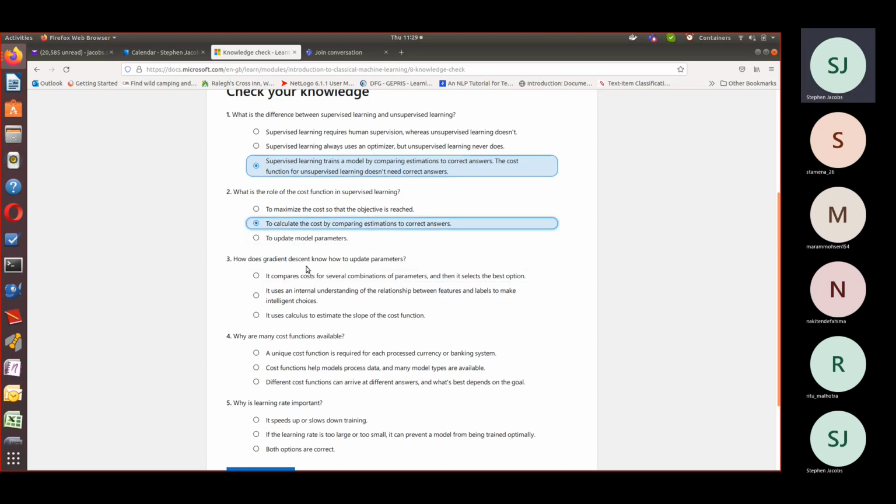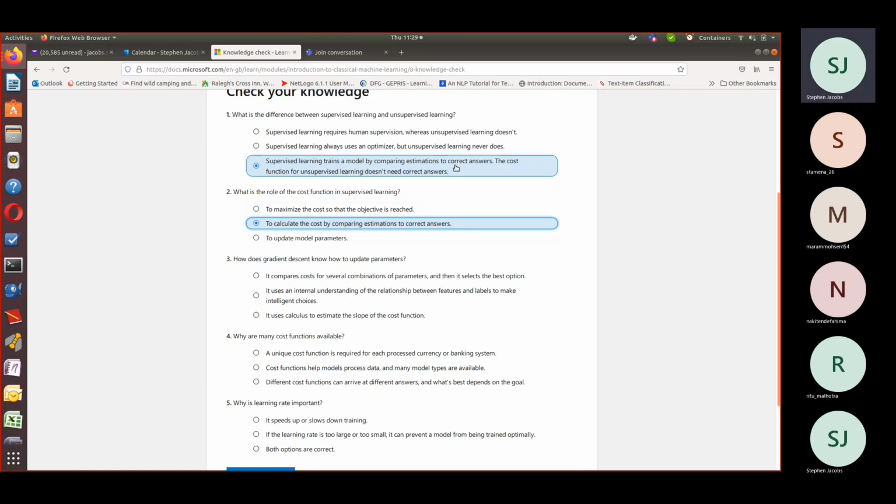And how does the gradient descent know how to update the parameters? Steve, sorry, I was getting a bit confused on the second. Is this question correct? Should it be unsupervised? What is the role of cost function in unsupervised learning?